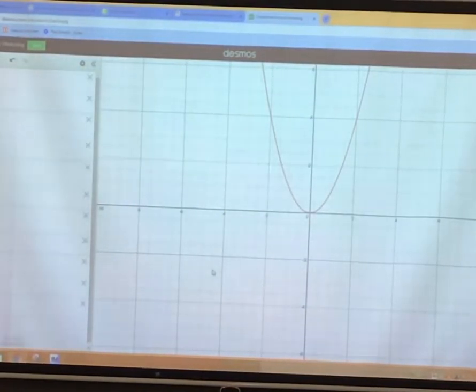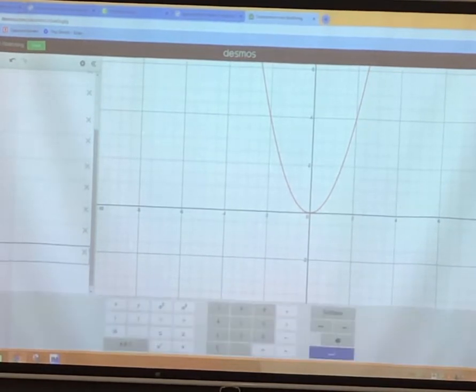I'm just gonna use a parabola for this. So if I have my parabola y equals x squared, and then let's just say plus 3. You can see that the parabola moves up the y-axis.